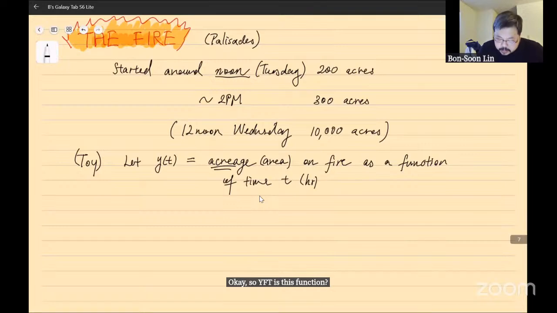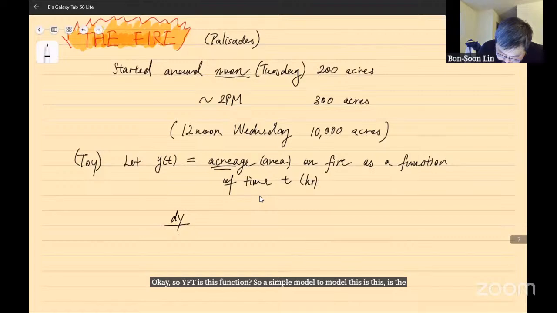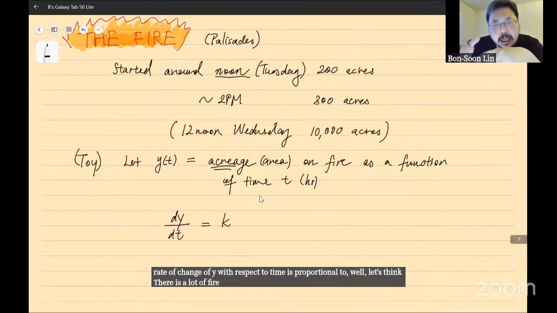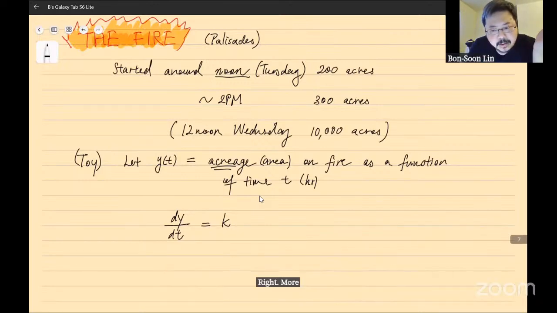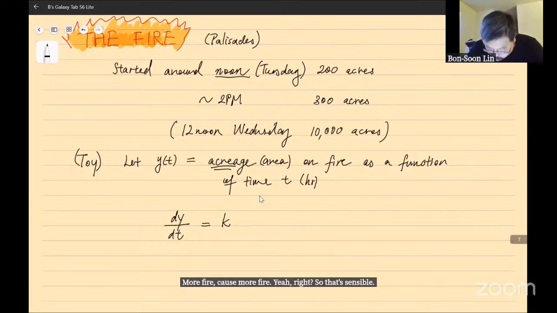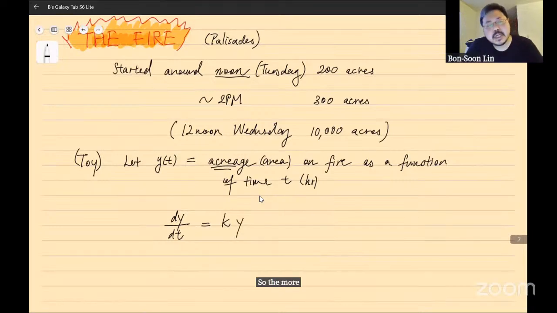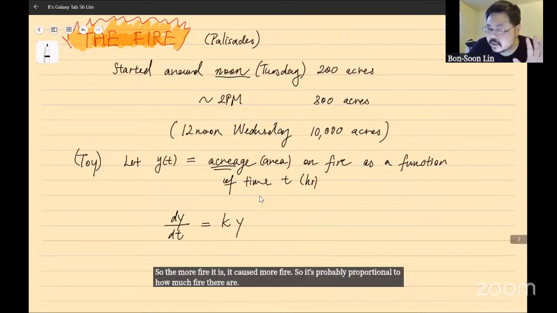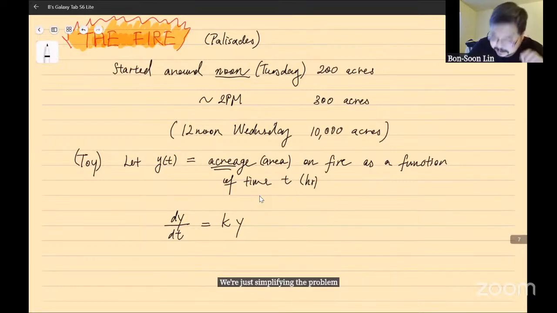So a simple way to model this is that the rate of change of y with respect to time is proportional to, well, let's think. If there is a lot of fire, would you say that causes more fire? Yes or no? More fire causes more fire? Yeah, so that's sensible. So the more fire there is, the more fire it causes. So it's probably proportional to how much fire there is. Again, this is a toy model. We're just simplifying the problem and getting a sense.